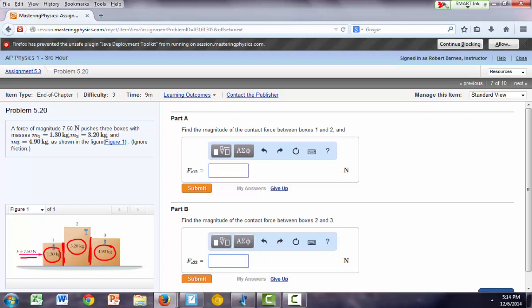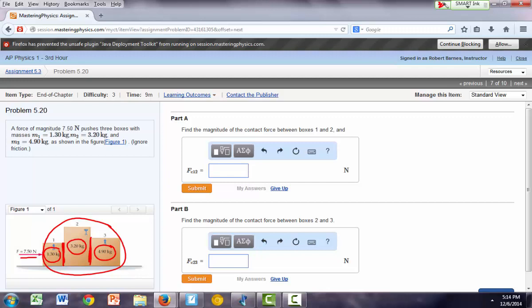So the first part of the problem, just like I mentioned in the screencast that preceded this particular one, is to take these three boxes as if they were one big box, because when you push three boxes that are resting on a floor, you know they're all going to move as one.